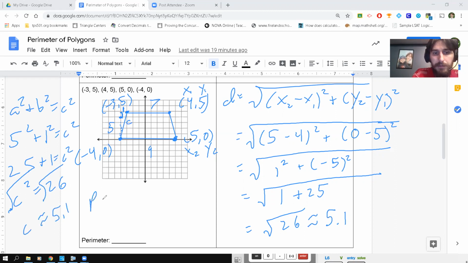So the perimeter of this shape, if I add up all the sides, I'll have 7, 9, a 5.1, and another 5.1. So that'll get you a total of 5.1 plus 5.1 is 10.2, plus 9 is 19.2, plus 7 is 26.2.